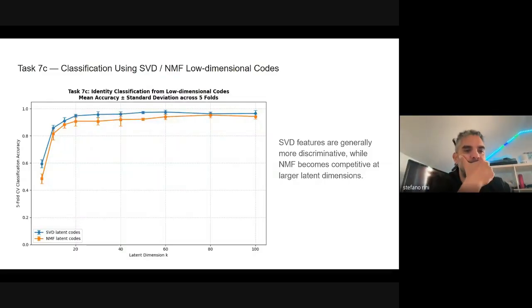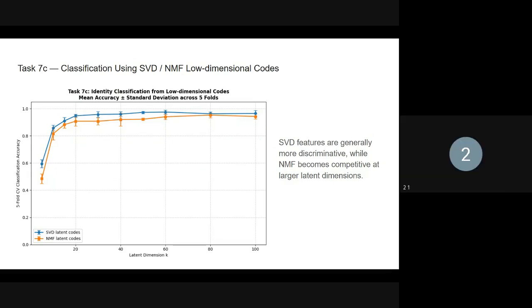Tell me about this. Yes, and in 7.3 I examine whether the low dimensional representations preserve enough identifier related information. And I use the five-fold cross validation to compare the classification accuracy.